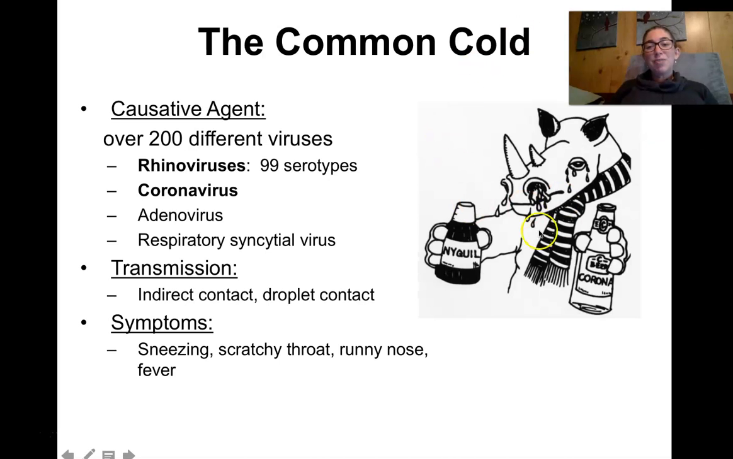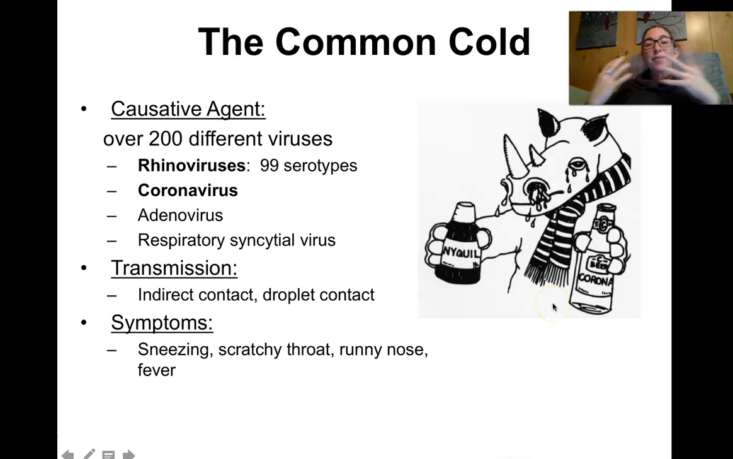This is an image from an old textbook of mine that was like a mnemonic to help you remember. It's a rhino with a cold, and he's holding a corona, and the NyQuil is for the cold. So you can remember rhinoviruses and coronaviruses are the biggest causes of the common cold.